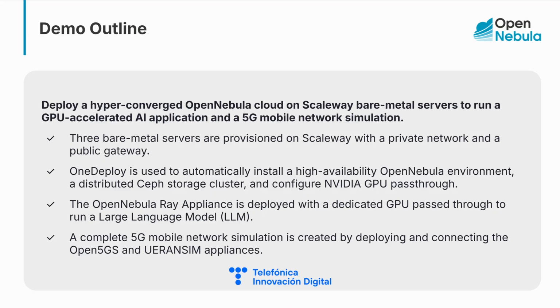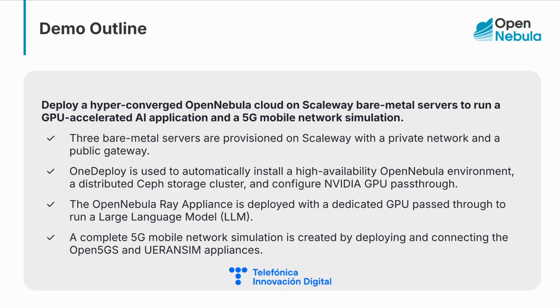First, we lay the foundation by provisioning three bare metal servers on Scaleway, connecting them with a private network and a public gateway for internet access. Next, we are going to use the OneDeploy automation tool to install a high-availability OpenNebula environment, a distributed Ceph storage cluster, and to configure the NVIDIA GPU pass-through.